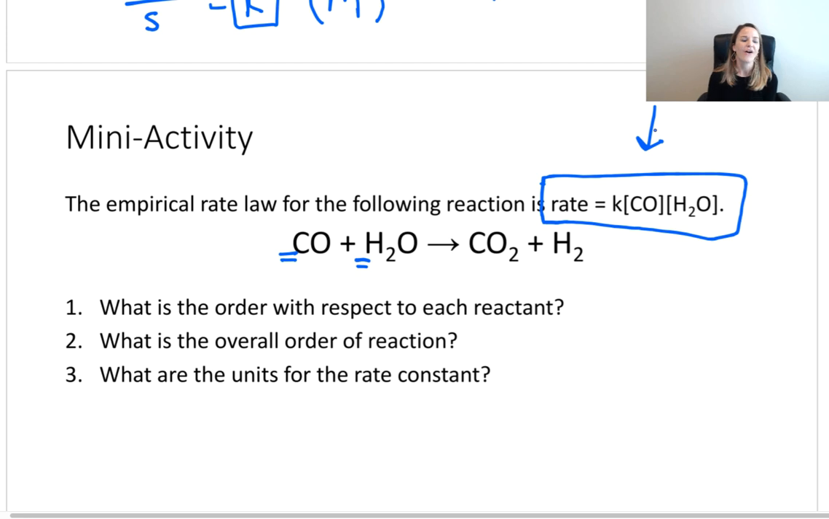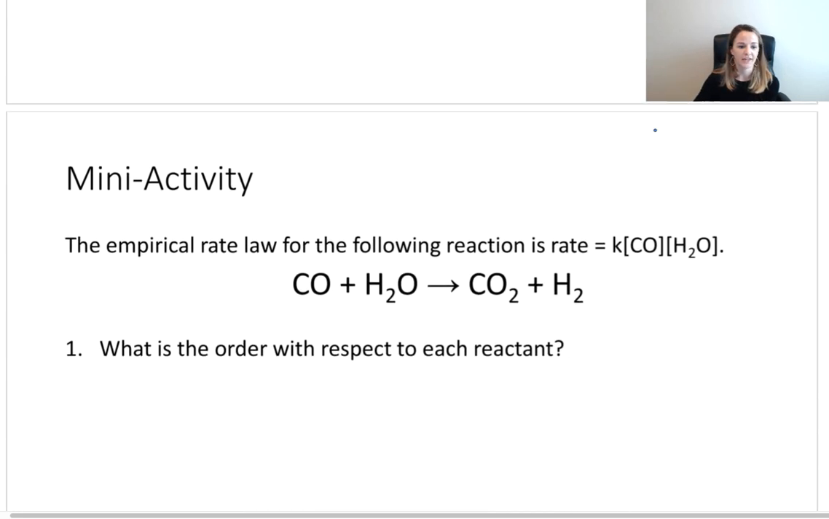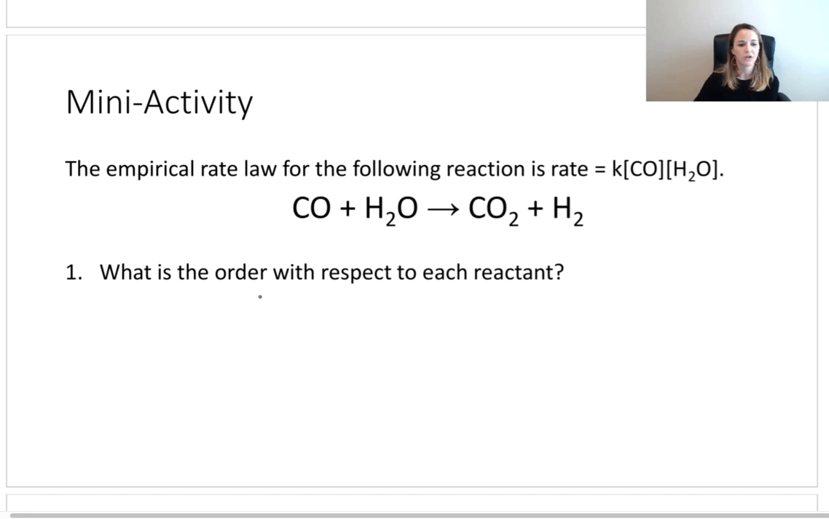All right, so the first question here is, what is the order with respect to each reactant? So we'll go here and do these one by one. What is the order with respect to each reactant? So for carbon monoxide, what we see is there's an implied 1 right there, so we would say it's first order with respect to carbon monoxide.